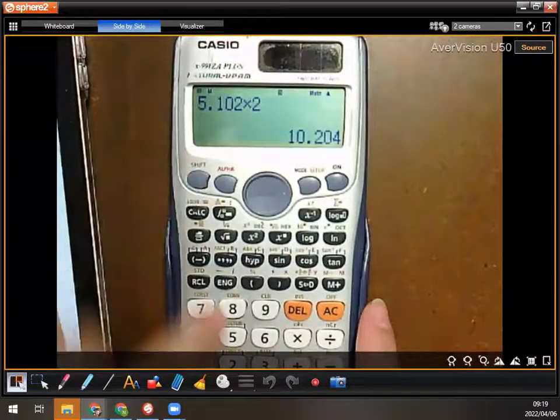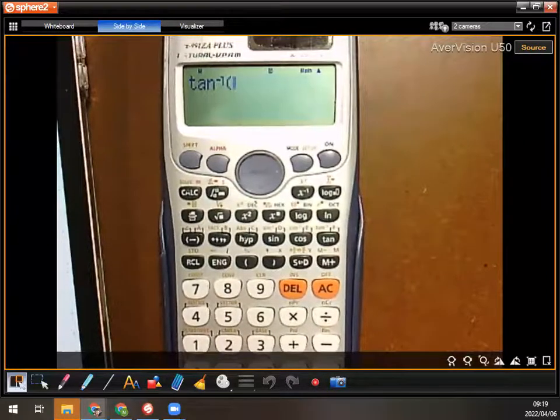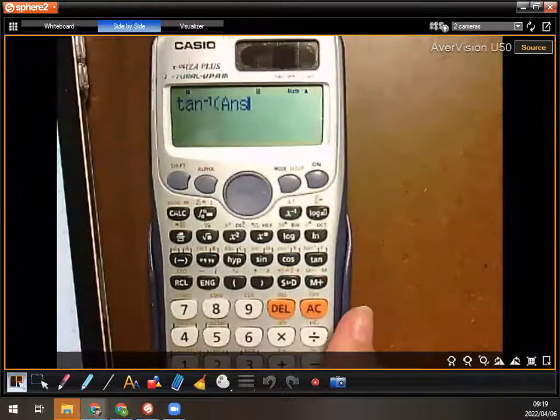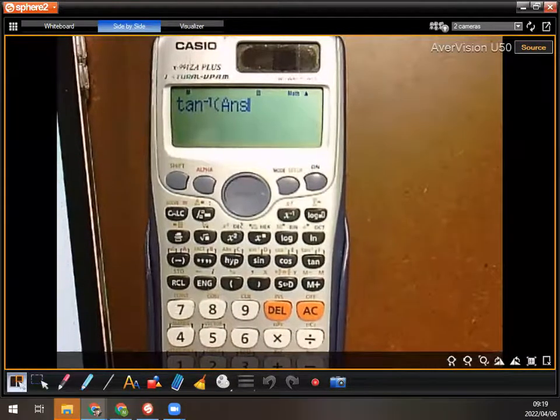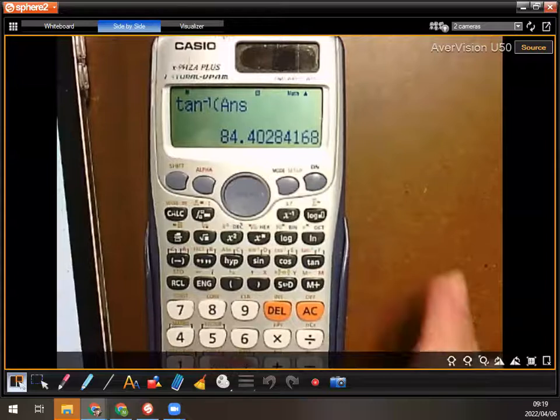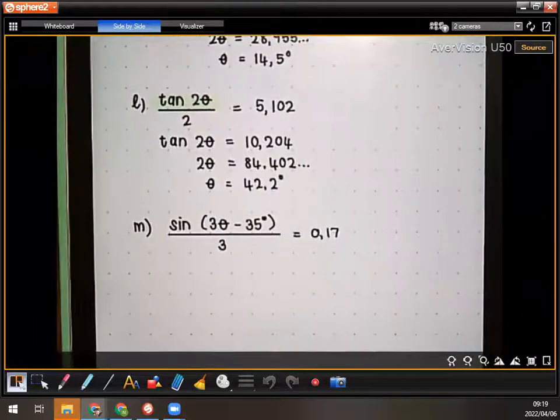You can just do shift tan, and because you want to use the answer that you just got, you can just press the answer button. That will automatically use the unrounded answer that you just calculated. And then you get your value for 2 theta from that. So the answer button is really a valuable thing to work with.